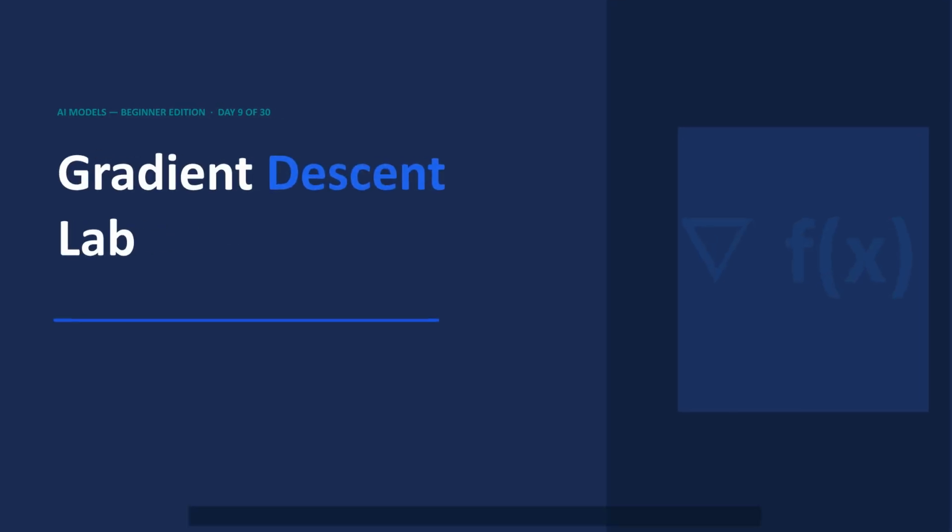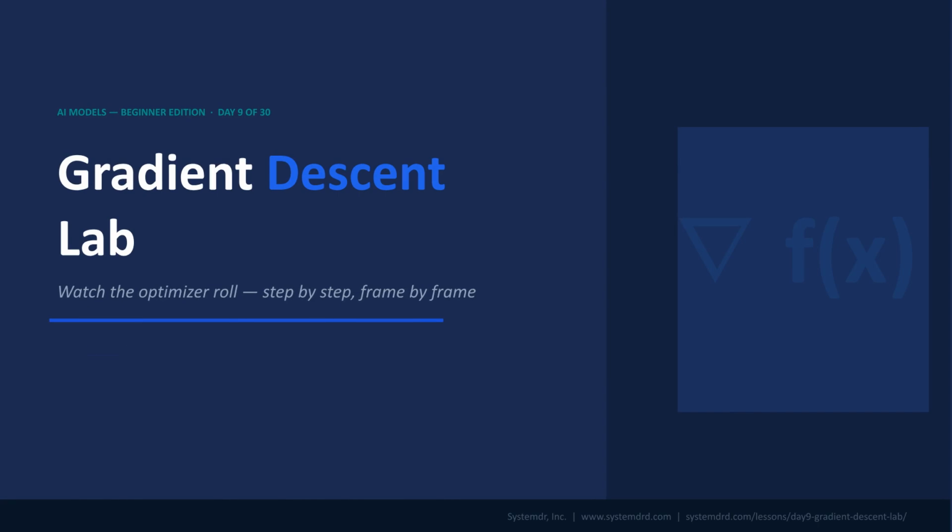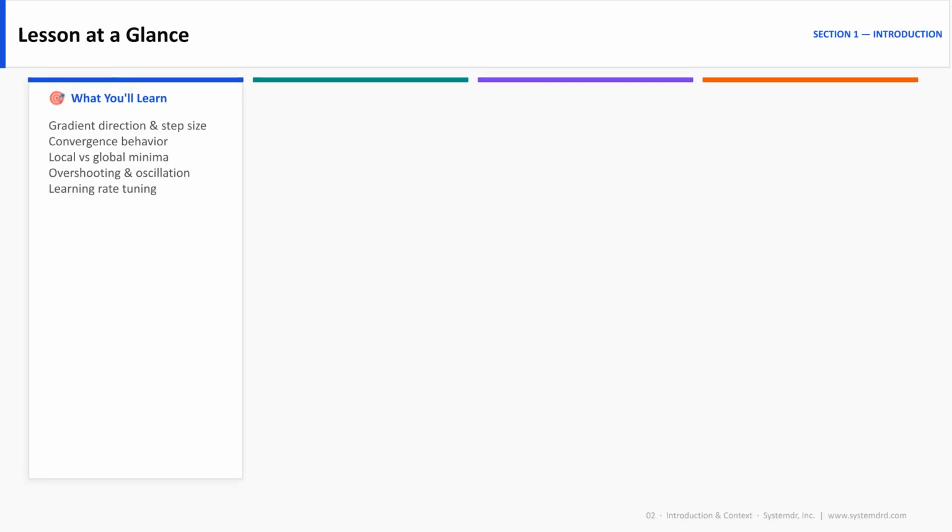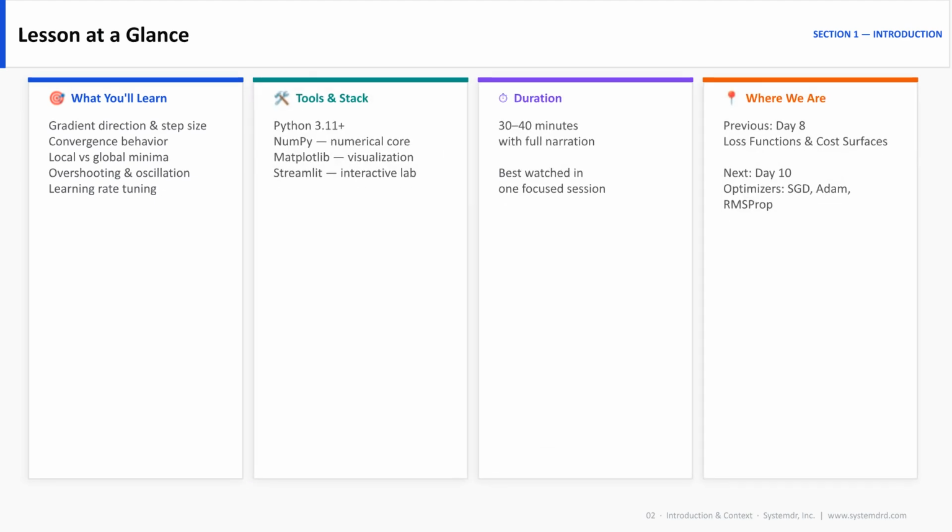Welcome to the Gradient Descent Lab, where we'll watch the optimizer roll step by step. We'll be using Python 3.11+, NumPy for the numerical core, Matplotlib for visualization, and Streamlit to create an interactive lab. In this video, we'll learn about gradient direction and step size, convergence behavior, local versus global minima, and learning rate tuning. The lab will take about 30 to 40 minutes and is best watched in one focused session.